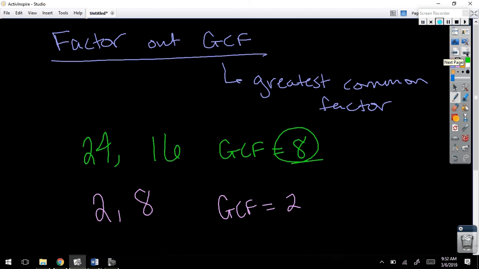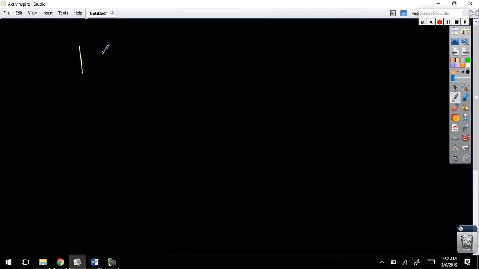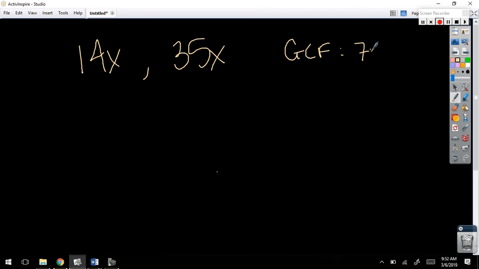What is the GCF? Close. It is 7, but it's 7 times something. 7x. Notice, if they share a variable, then that's part of the GCF. It would have to be the same one, because it's all about what they have in common.